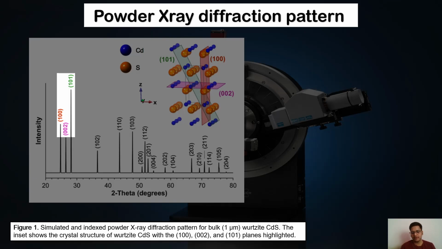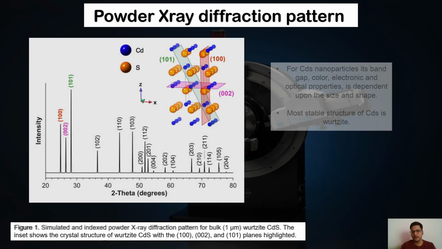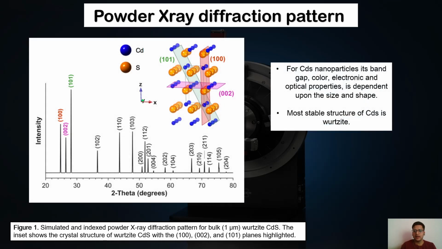After that, you can imagine x, z, and y axes: x is on the horizontal, z is the vertical, and y is coming out of the plane. For these three planes, we have shown the atoms like this. CdS nanoparticles have band gap, color, and electronic and optical properties dependent upon the size and shape. So you can imagine 50 nanometer nanoparticles will have different properties as compared to 5 nanometer. The most stable structure of CdS is wurtzite.